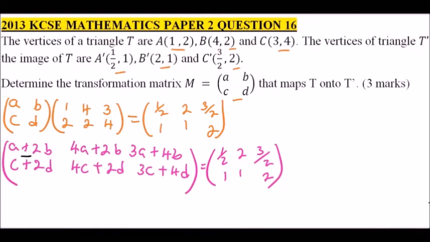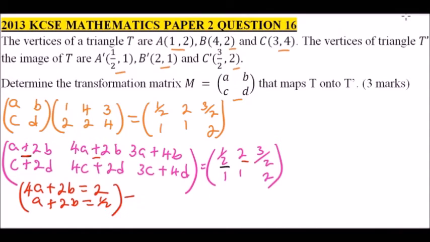So this is equal to that, and we use simultaneous equations. We can write 4A plus 2B is equal to this element, which is 2. Then A plus 2B is equal to a half. So these are simultaneous equations. We subtract so that we eliminate B, and that will give us 3A is equal to 2 minus a half, which is 1.5, the same as 3 over 2, implying that our A is equal to a half.